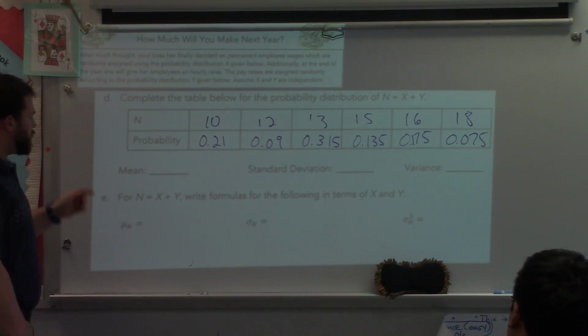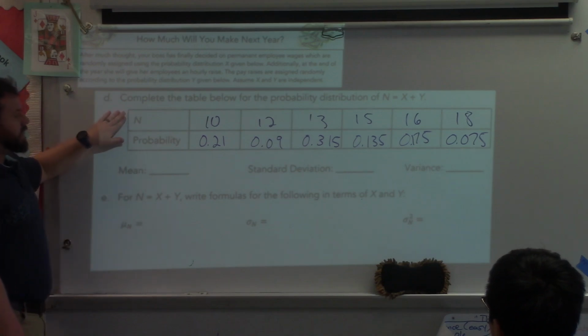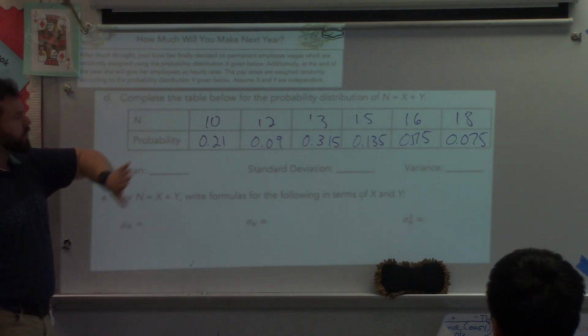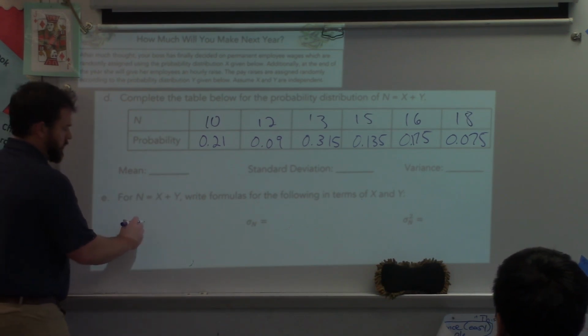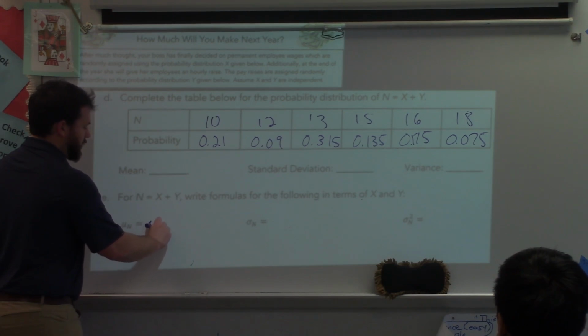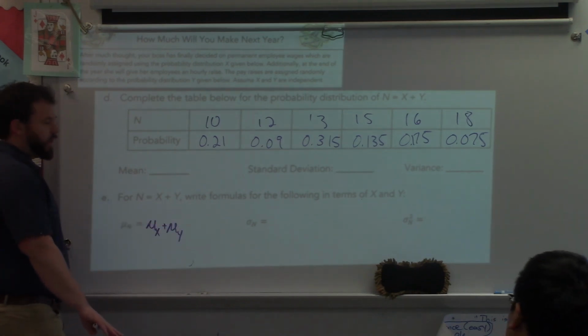The most important part was we found out that the mean of this N right here, which came from adding those 2 random variables, how could we have simply calculated the mean of N? The mean of both the variables. So the mean of X plus the mean of Y. Right? So you just add the 2 means together when you have 2 random variables.